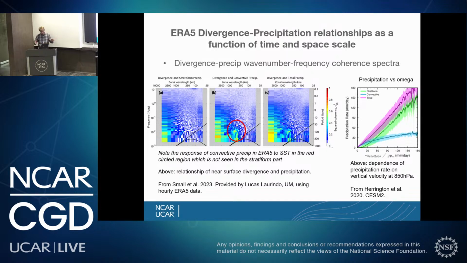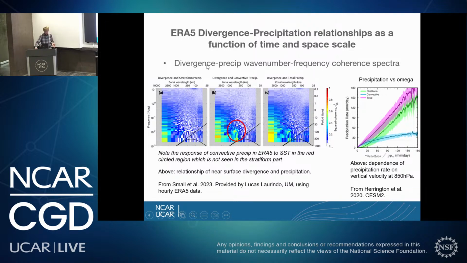Then I'm going to shift gears a bit and look at scales of motion. This is using wave number frequency spectra from Lucas Lorindo. In these panels, on the left side is the frequency; look over here for the equivalent period in days. And at the bottom, I've cut off the label here, this is wave number, and you need to look at the wavelength, which is above there.